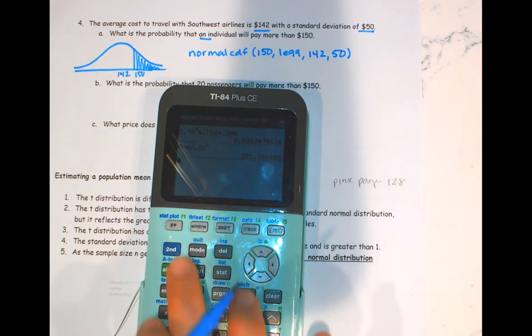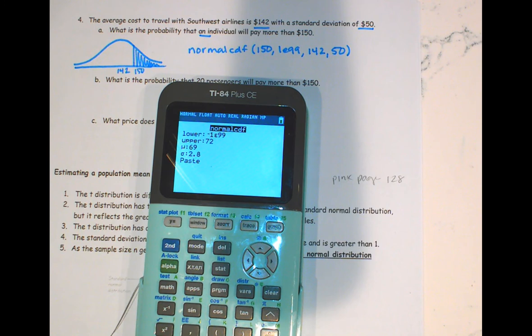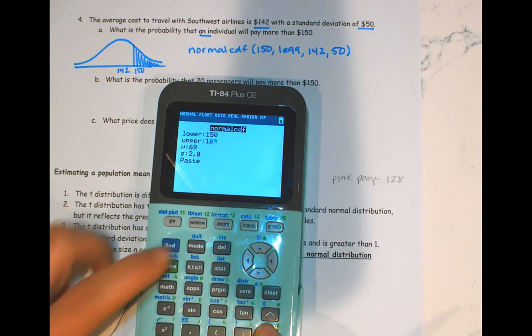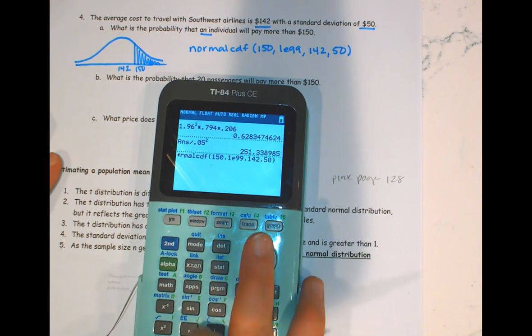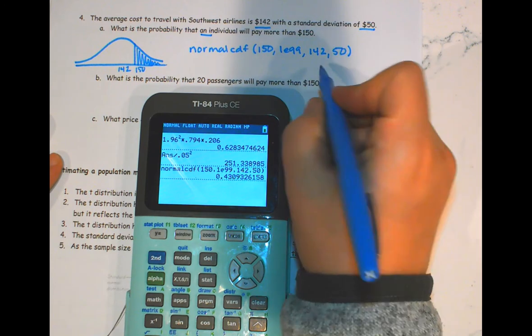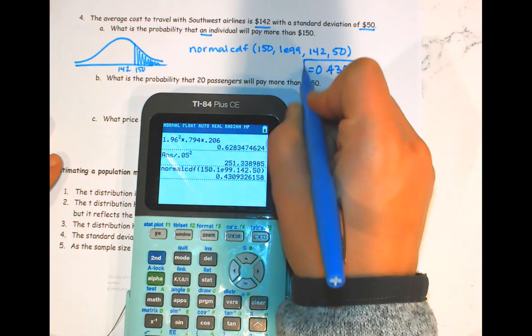I hit second vars. I go to normal CDF. My lower bound is 150. My upper bound is 1e99. My mean is 142 and my standard deviation is 50. So when I calculate that, I get 0.4309. That's my probability.